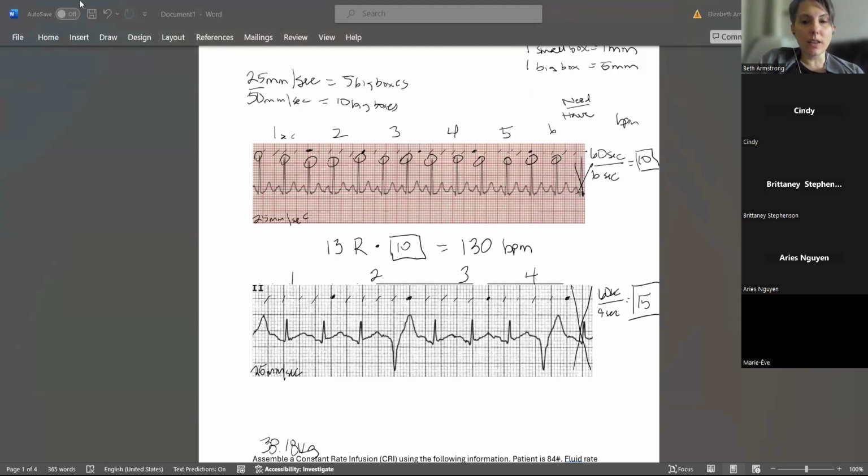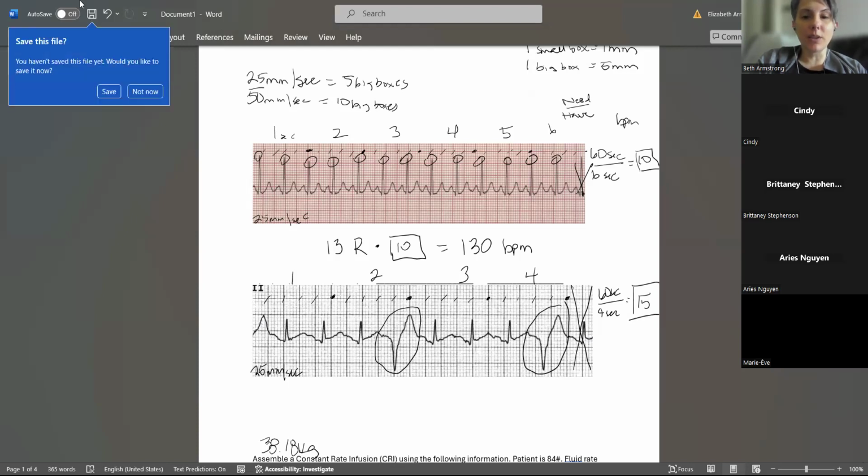So let's count our R waves. Now remember, we have these two right here that look really wonky, right? They're still beats, so let's count them in there. They're just not beating very well for us.